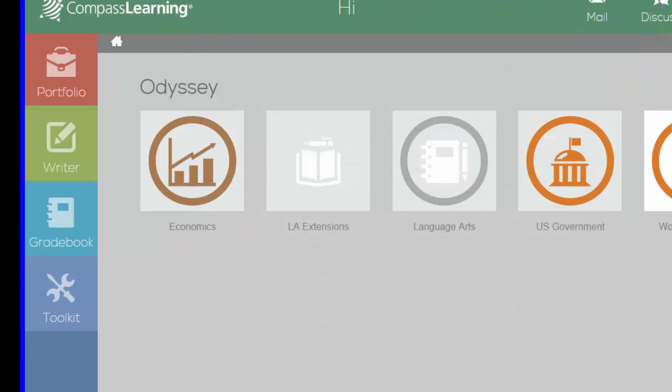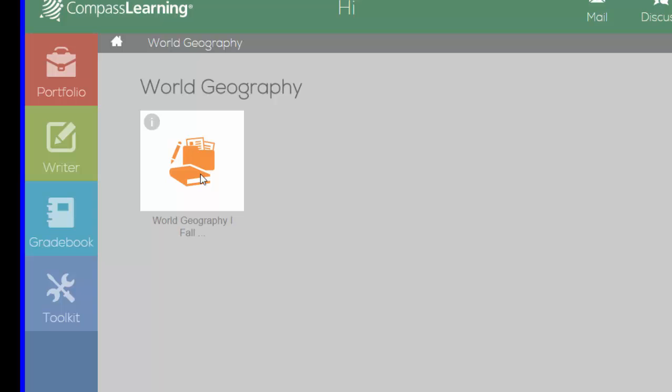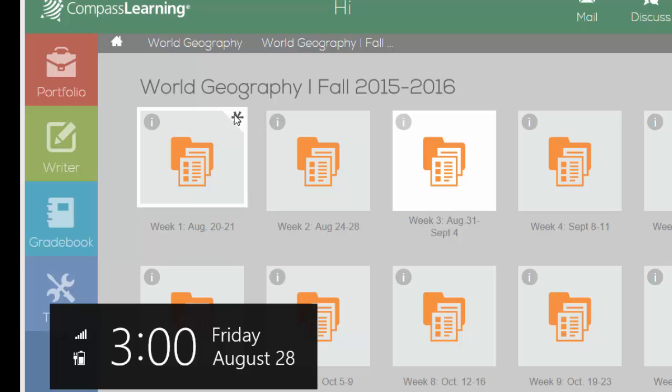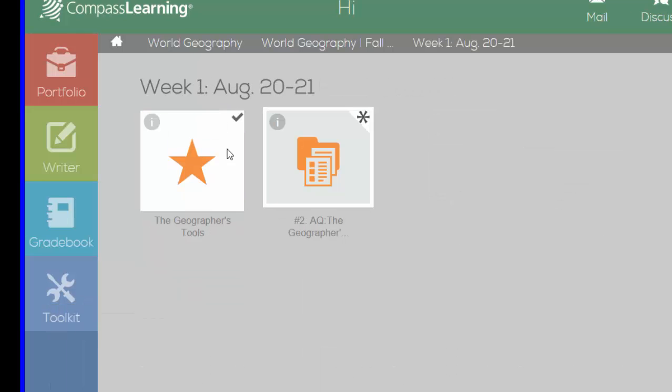Now, one more way to tell what your child has done and whether or not they're staying up to date in the lessons and whether they're staying on target. All right, so right here it says week 1, August 20th to 21st. Since today is August 28th, there should be a black star up here, but the black star on the week before means that they are a bit behind. So we'll click there and find out why.